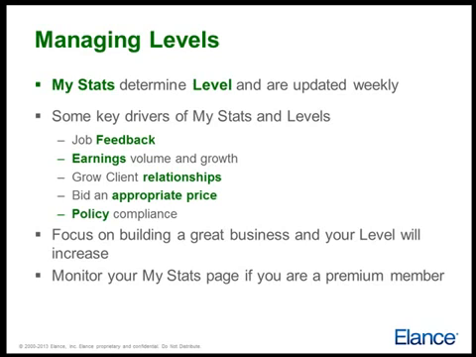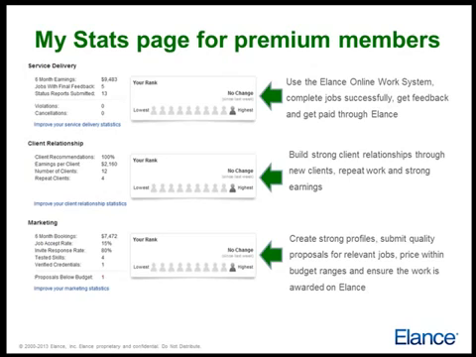So My Stats are based on all your activity on Elance. So it includes things like your feedback, the recommendation ratings you've received, but it also includes things like how complete your profile is, what kind of proposals you're delivering, any violations you may have had, things like that all factor in to your My Stats and then your level score. Here's what the My Stats page looks like. I won't go into too much detail here. You can find all of this in our help area, our knowledge base there, if you just look up My Stats.